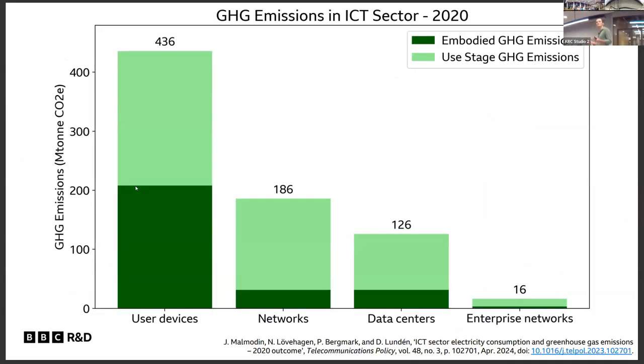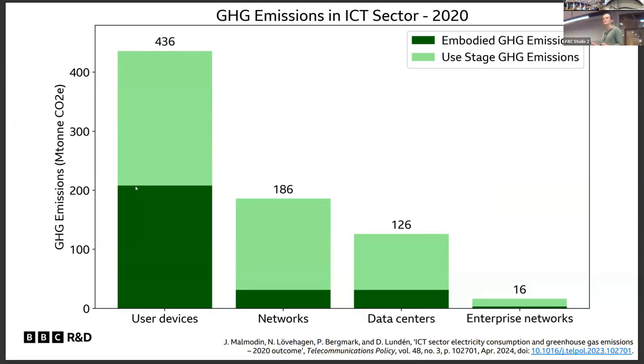Why do we care about user devices? Well, preaching to the choir here probably, but the ICT sector is responsible for a lot of greenhouse gas emissions. User devices are responsible for the majority of those, if you break it down by devices, networks, data centers, etc. And about half of those are in use stage. So that's the electricity you use to power those devices.